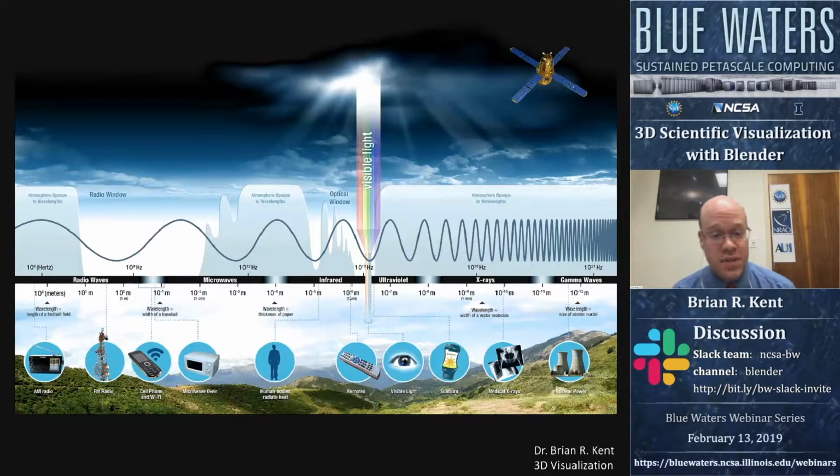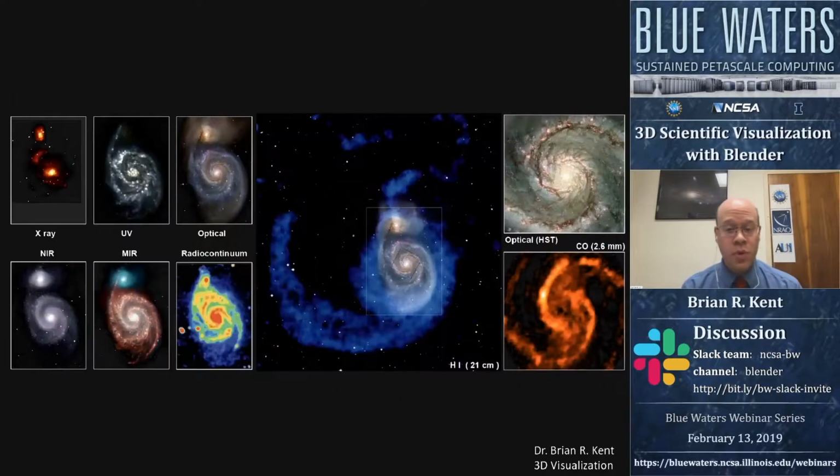So here's an example. This is the Whirlpool galaxy, Messier 51, and what it looks like across the entire electromagnetic spectrum, including X-ray, where you're going to see the high energy emission, the UV, the optical, the near and mid-infrared, the radio continuum, and then on the right-hand side you see a beautiful optical picture. And then in the orange and the blue, right there in the center and on the right-hand side, you see the 21 centimeter, the 1420 megahertz radio emission of neutral hydrogen.